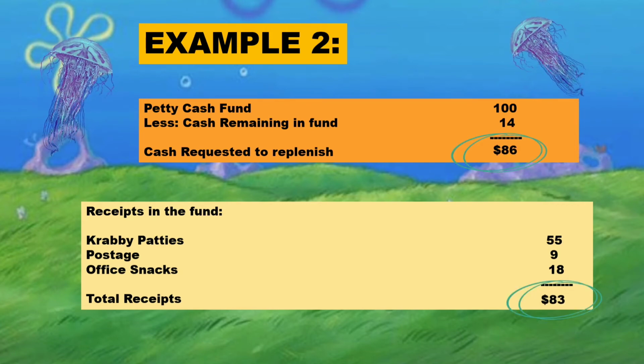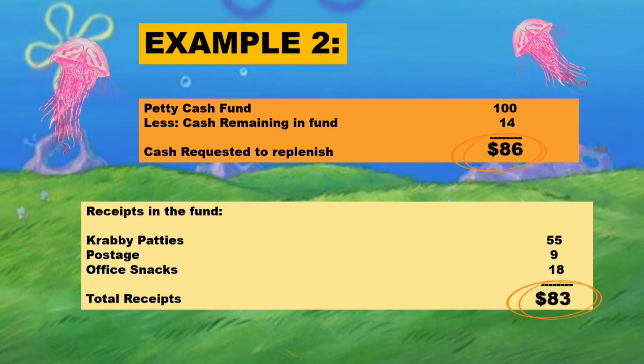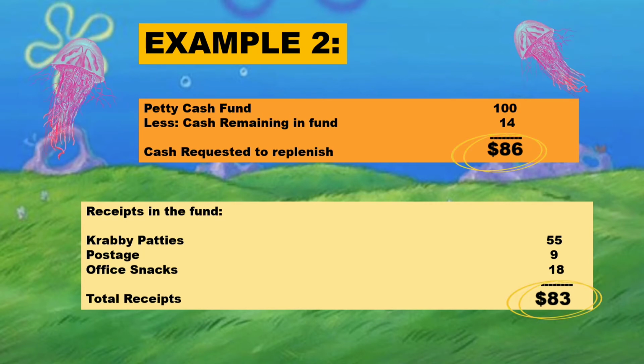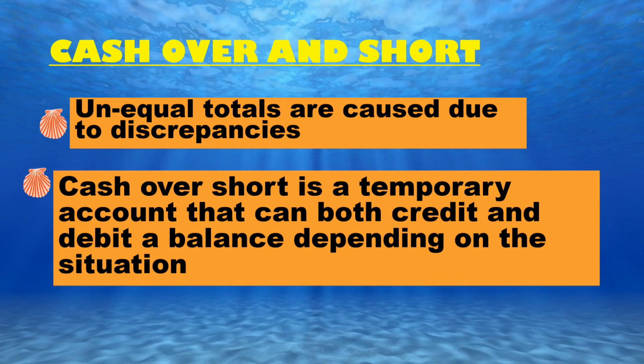Oh no! Here in example 2, it shows that these totals don't match. Our receipts show we are missing $3, making it not add up. At this point, there is no need to panic. Cash over and short is a temporary account that can both credit and debit a balance depending on the situation, allowing the totals to be equal.